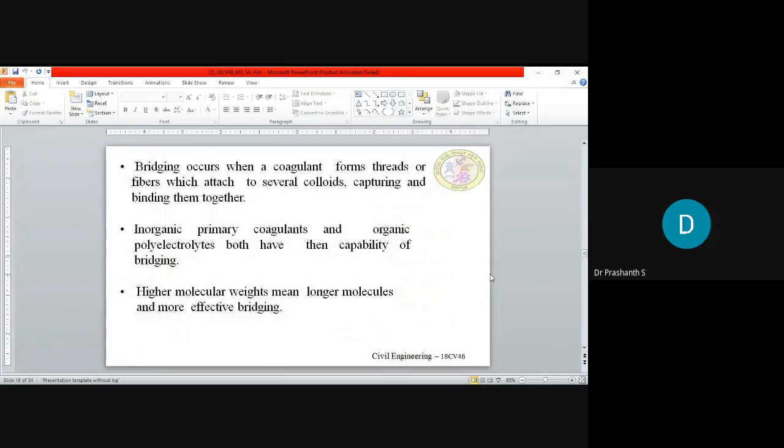What happens? Let's see. When a coagulant is added to the water, bridging occurs when a coagulant forms threads or fibers which attach to several colloids, capturing and binding them together. Inorganic primary coagulants and organic polyelectrolytes both have the capability of bridging. Higher molecular weights mean longer molecules and more effective bridging, and they are going to settle down.